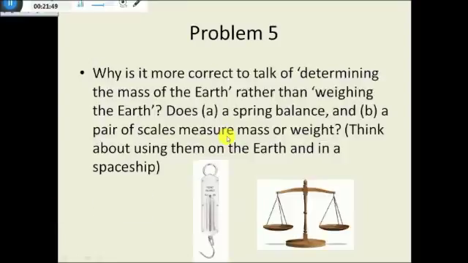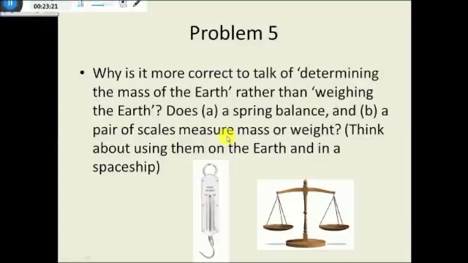Okay, why is it more correct to talk about determining the mass of the Earth rather than the weight of the Earth? What is weight equal to? Because weight is a force. So F is equal to ma, and so W is equal to mass times the acceleration, which is actually gravitational acceleration. So G is what's giving us the weight. There is no G applied to the Earth. G is something that we experience standing on the Earth, so the Earth doesn't experience it. So it's much better to talk about the mass of the Earth. So just something to keep in mind.